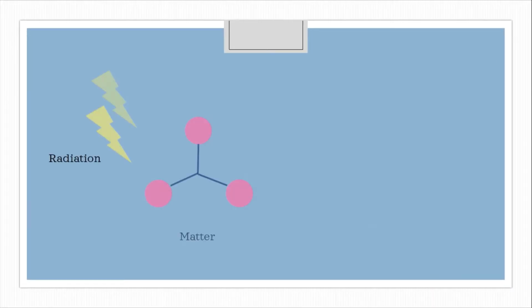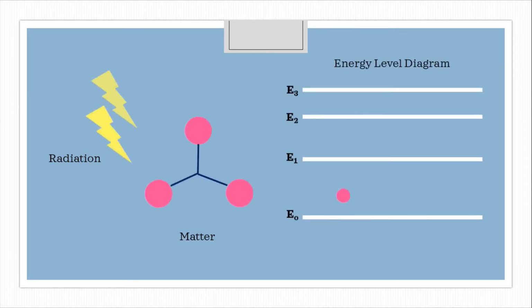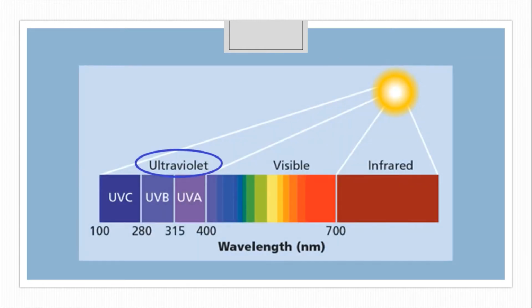UV and visible radiation interact with matter, which causes electronic transition or promotion of electrons from the ground state to a higher energy state. The UV region falls in the range between 200 to 380 nanometer, while the visible region falls between 380 to 750 nanometer.